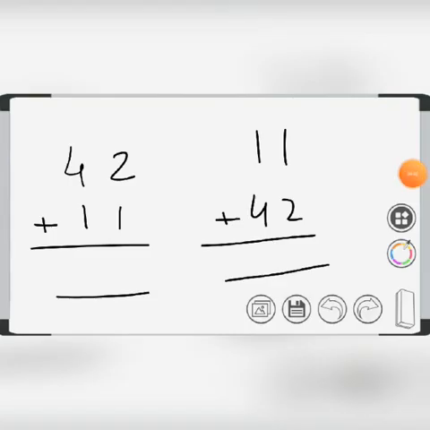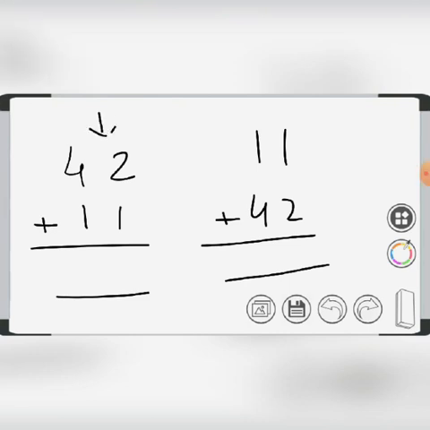Look at the sum of these two numbers. These are 5-digit numbers added with different arrangement and the sum remains same. Let's try this property for 2-digit numbers. So here we will prove this property for simple 2-digit numbers 11 and 42.